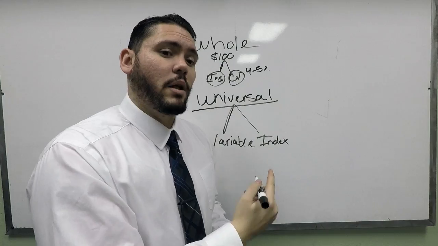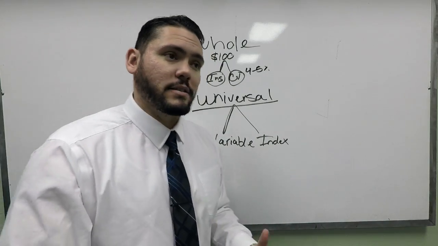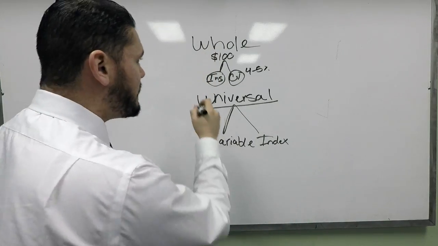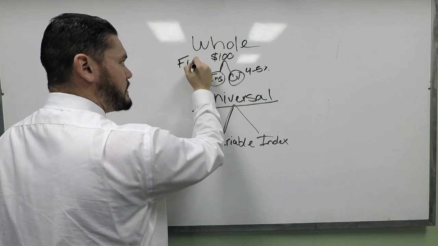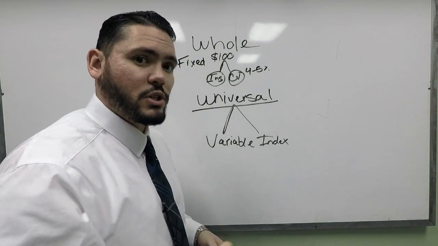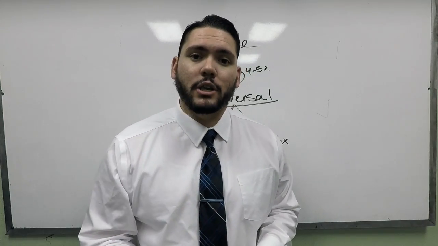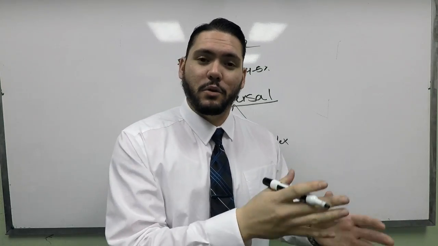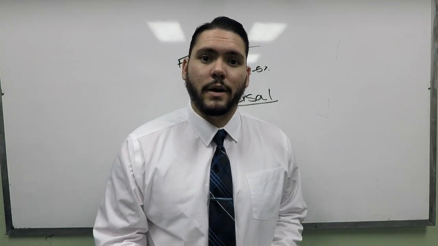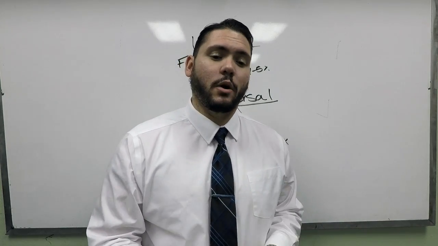So as far as the premiums go with a whole life policy, this is a fixed premium. So fixed meaning that regardless, rain or shine, there's a certain amount that you have to put aside and you have to pay for the premium of this policy, right? It's a fixed policy. That's exactly how it works.